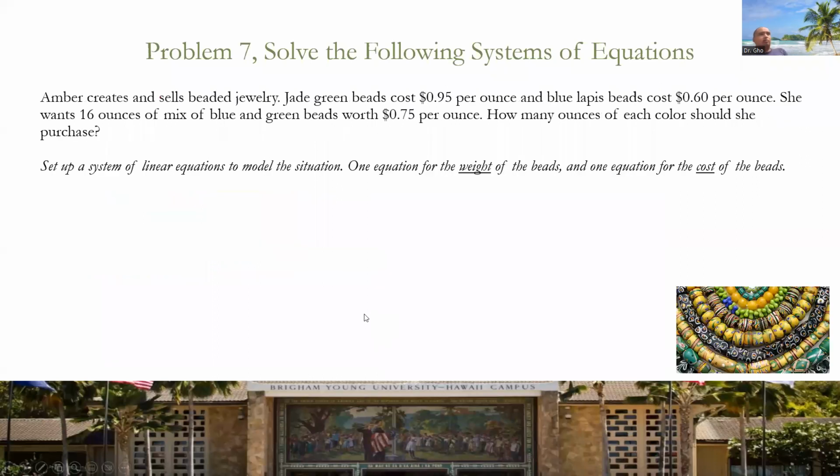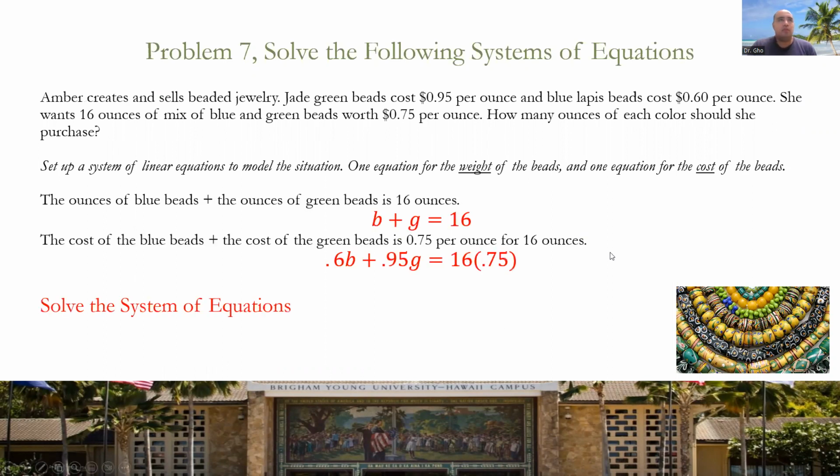Okay, there's our car problem. This next one is with beads. Amber sells and makes beads. Green beads cost 95 cents an ounce. Blue cost 60 cents an ounce. And she wants to make a mix of 16 ounces worth 75 cents an ounce.